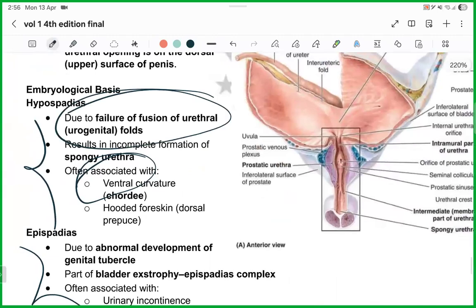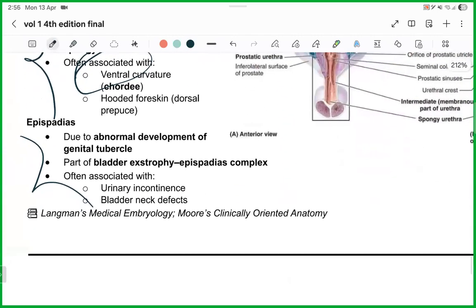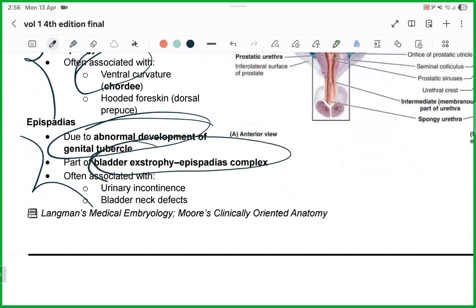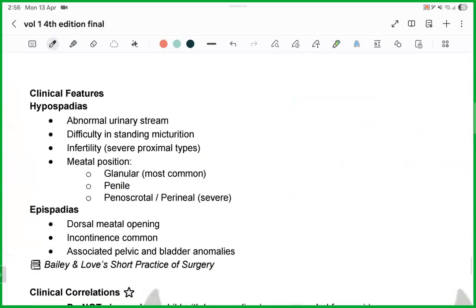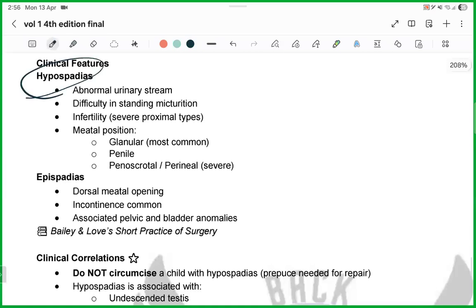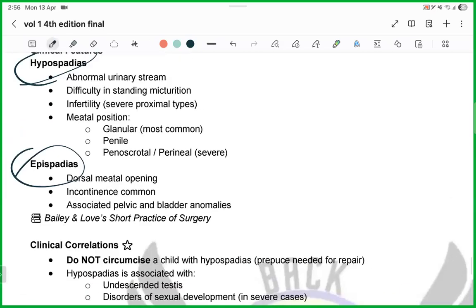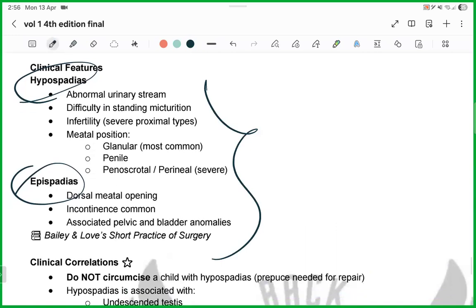Hypospadias is due to failure of fusion of the urethral or urogenital fold. In epispadias, there is abnormal development of the genital tubercle. It is part of the bladder exstrophy-epispadias complex, often associated with urinary incontinence and bladder neck defects. And what are the clinical features you get?